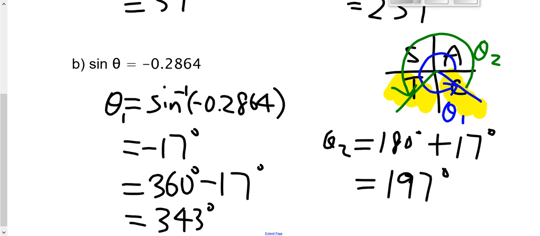You can check these numbers on your graphing calculator. Sine 343 gives you this, which is the same as sine 197 degrees.